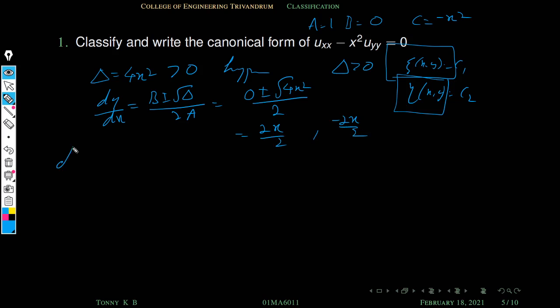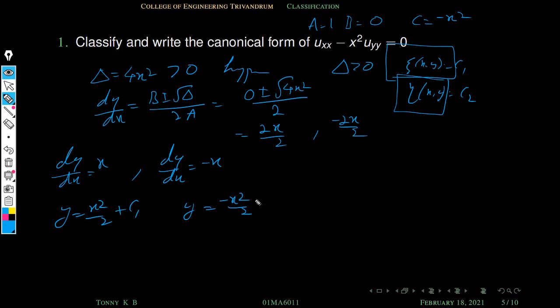So we have two differential equations, dy by dx is equal to x and dy by dx is equal to minus x. By integrating these two equations, we get the relevant characteristics. Integrating, y is equal to x square by 2 plus some constant of integration, and y is equal to minus x square by 2 plus some constant of integration. Then how to find psi and eta?